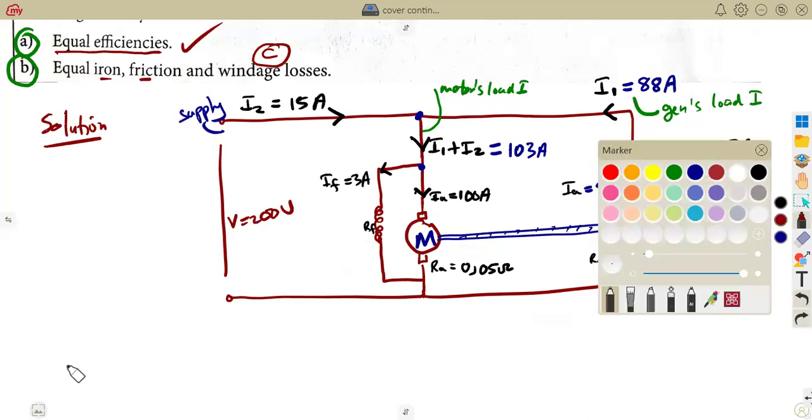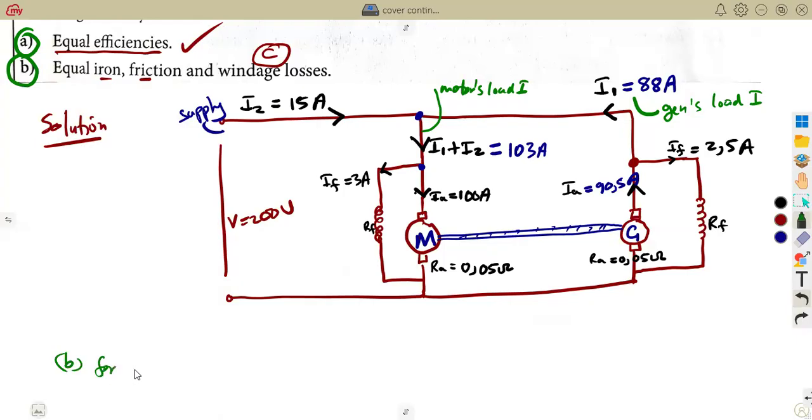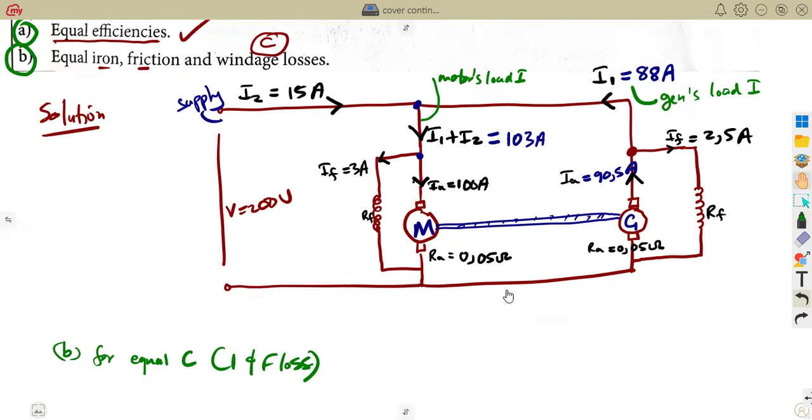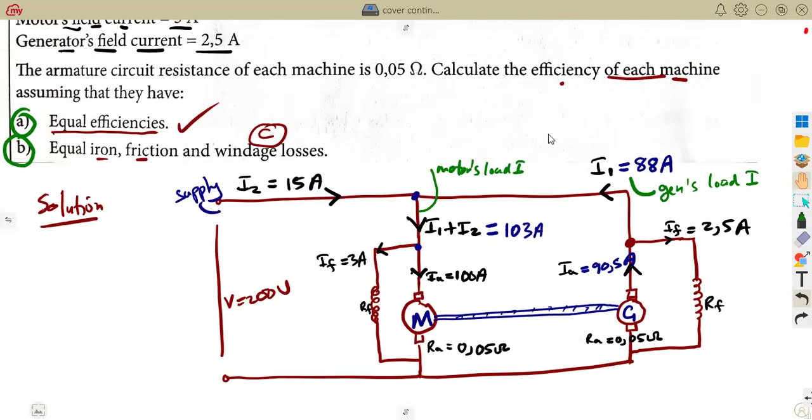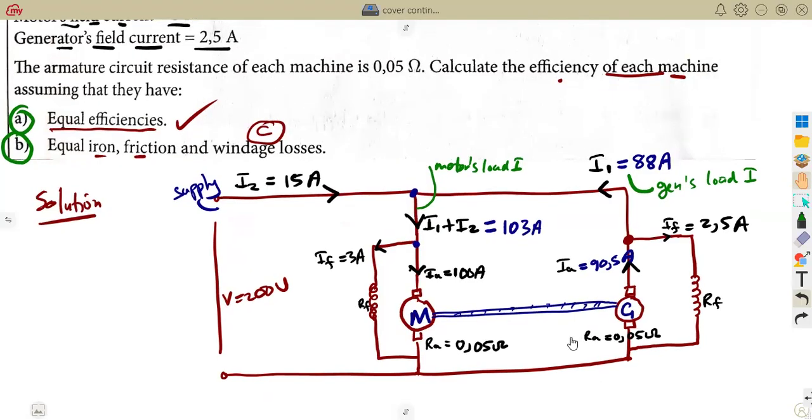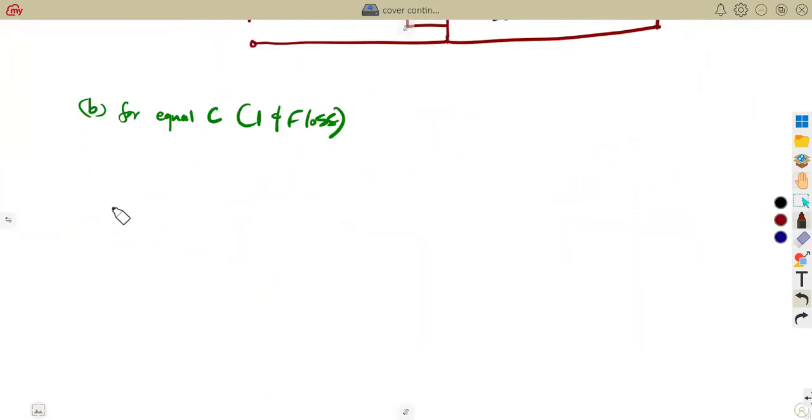All right, so that is the part B for what? For equal iron. All right, so let me just write for equal C. For equal iron, or you can just write in short like this, iron and F losses, like that. So this is it. In our exam question, they will specify for the generator or for the motor. There they said calculate the efficiency of each, meaning to say for the motor and for the generator. And we saw that from our formula. All right, so let us just consider a motor.